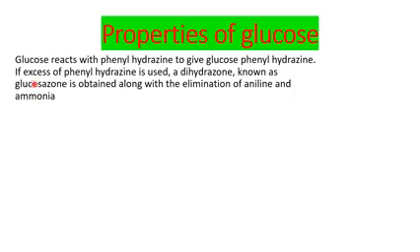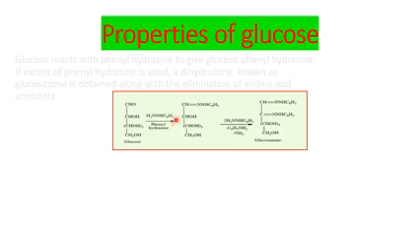Glucose reacts with phenylhydrazine to give phenylhydrazone. Actually, it is wrongly given as hydrazine; it should be hydrazone. If excess phenylhydrazine is used, the product is called glucosazone, which we discussed in the first video, I think. It is formed by the elimination of aniline and ammonia. So this is the reaction.